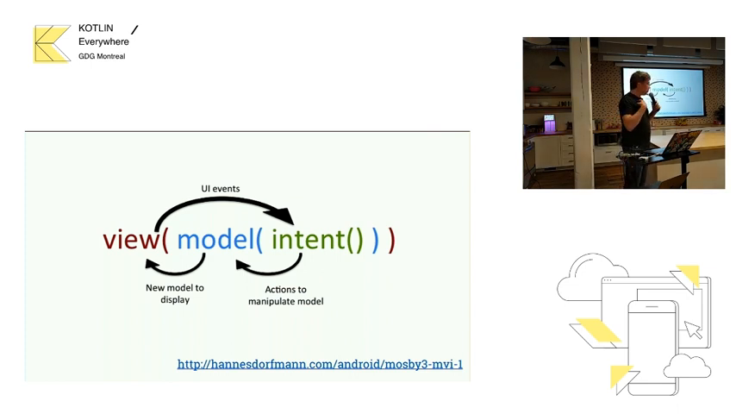I personally first discovered the MVI pattern a few years ago. It was on Hannes Dorfmann's blog. You can see the URL there. The general idea of the MVI pattern is that you have a view. That view generates UI events when your user presses buttons and changes text in text fields. You turn those into intents. Intents are actions you want to apply to your model, being your state. If you're editing your first name, you'd expect that to turn into a change first name intent, which would be applied on your model.